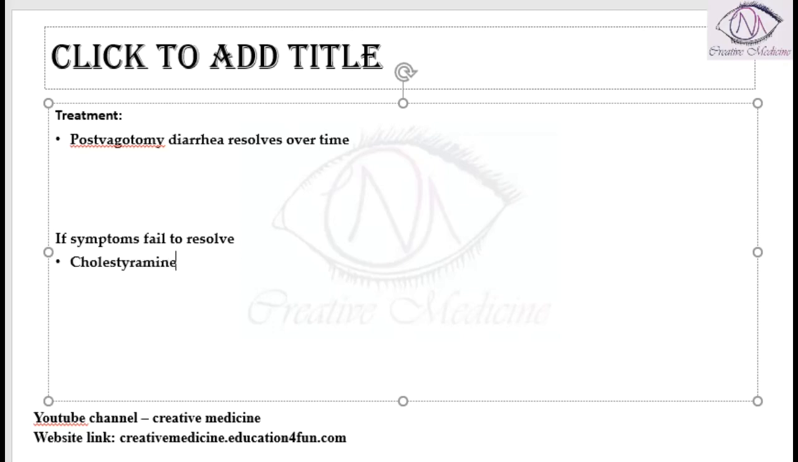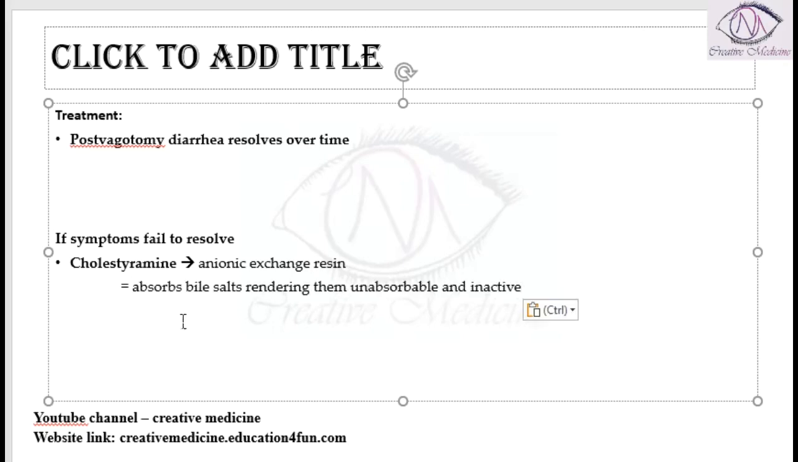What is cholestyramine? Cholestyramine is an anion exchange resin, which will absorb the bile salts, making them unabsorbable, insoluble and inactive. Bile salts are one of the causes of post-vagotomy diarrhea. So once the bile salts become unabsorbable and inactive, obviously the patient will do better.